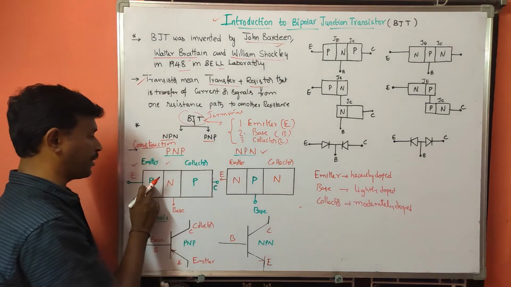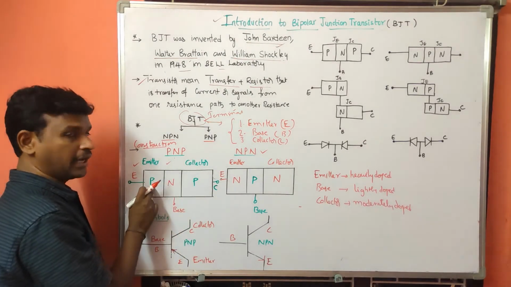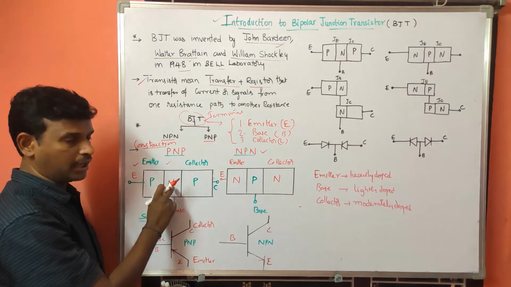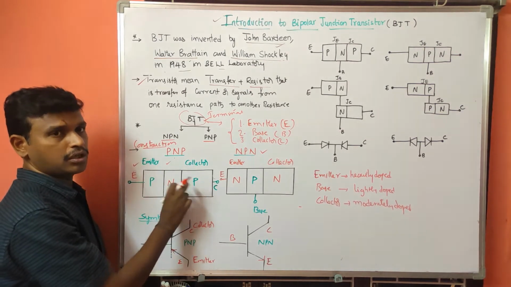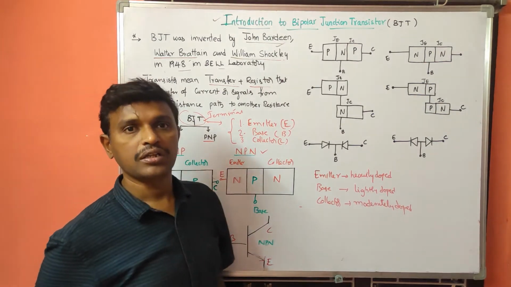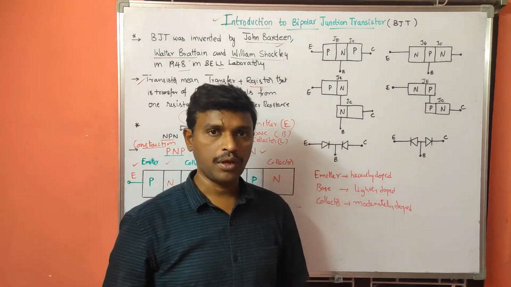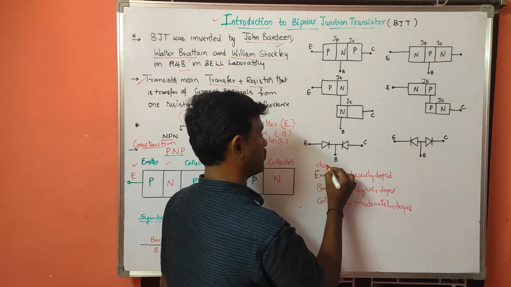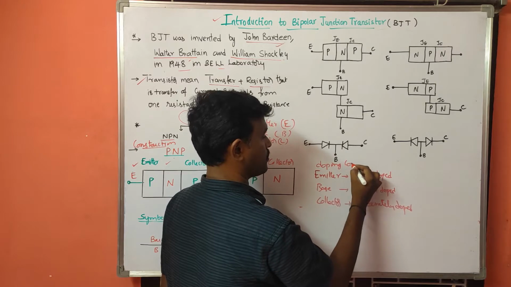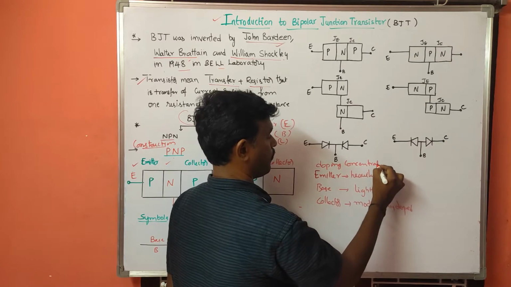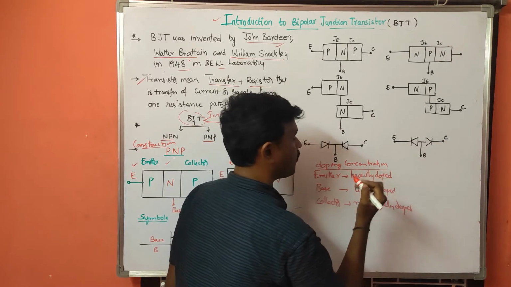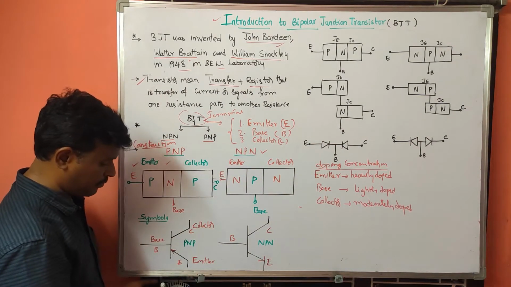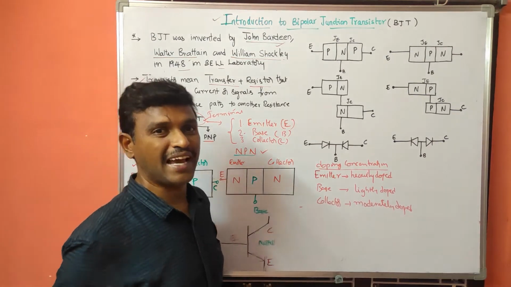In a PNP transistor, the P layer is the emitter, which is heavily doped, and the N layer is the base, which is lightly doped. Again we have a P layer, whose doping concentration is in between that of the base and emitter. So those are the doping concentrations of all three layers. Now we will consider the sizes.